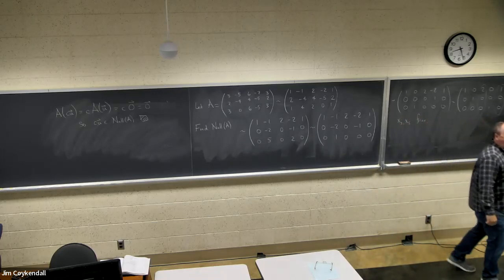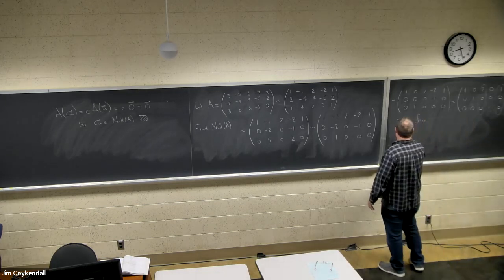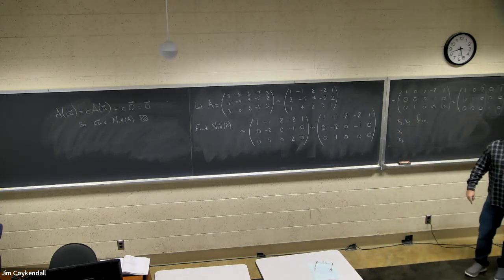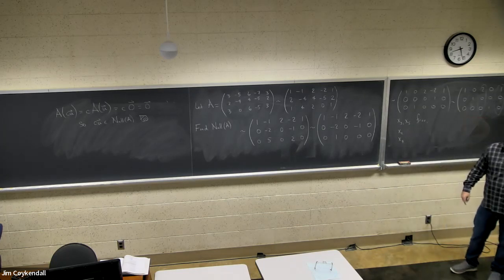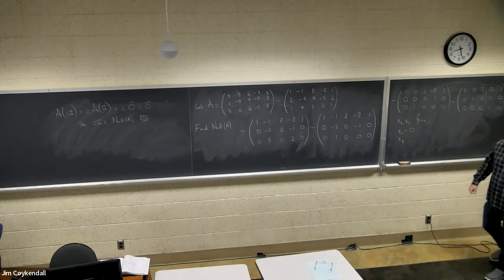I get a couple of easy equations too. What else do I get? So I should be able to write the basic variables in terms of the free variables, right? What is x2? That's 0, right? This equation right here is just x2 is 0.